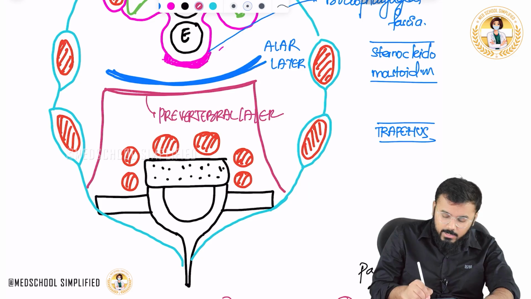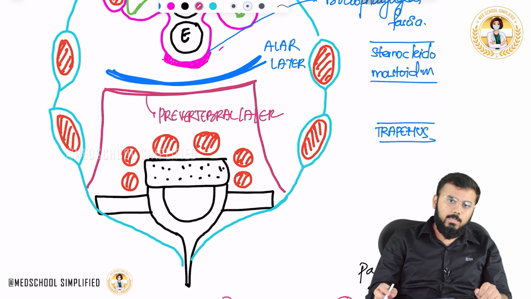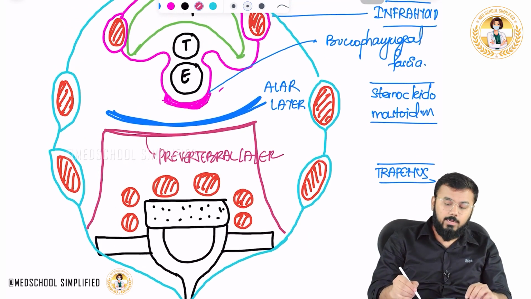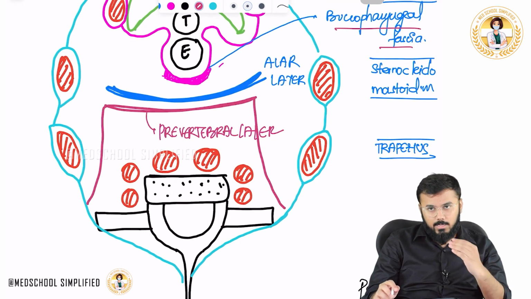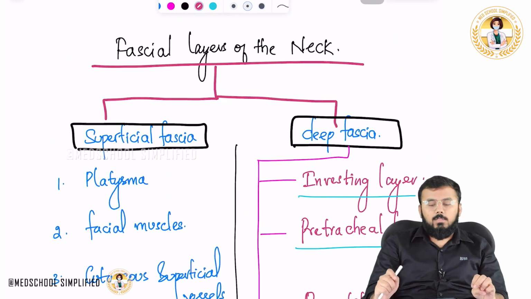So how many layers have we got? We have two important layers. One is called the alar layer, which is located behind the buccopharyngeal fascia, and the next layer is called the prevertebral layer because that is located in front of the vertebra. So this is all you need to know regarding the fascial layers of the neck, guys.